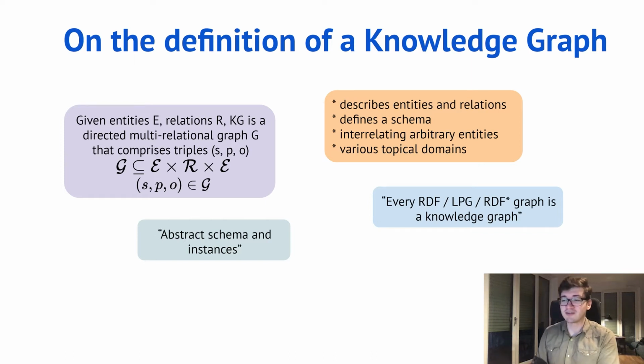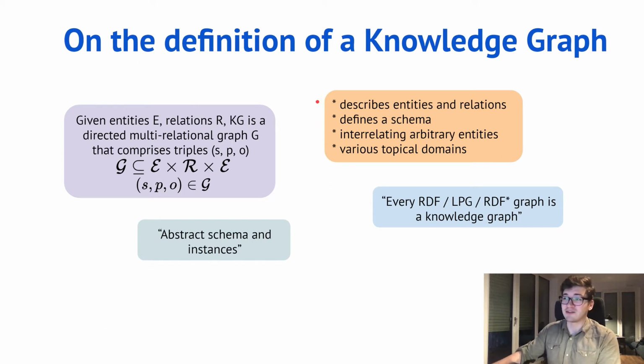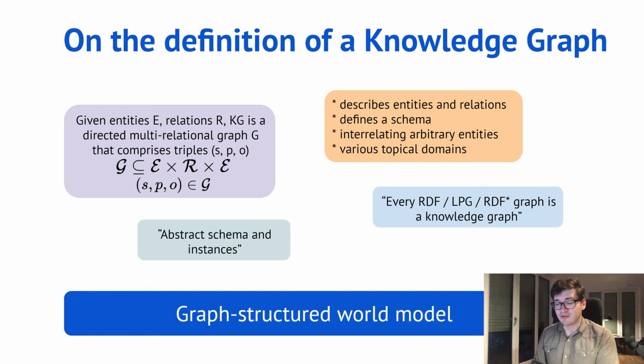What are knowledge graphs? So far there is no one unified definition for that. One can say that a KG is a set of SPO triples, given entities and relations. Some person can say that KG is something which has entities and relations, defines a schema, and covers several topical domains, and so on and so forth. Generally, we can say that the common ground is that a KG is a graph-structured world model.